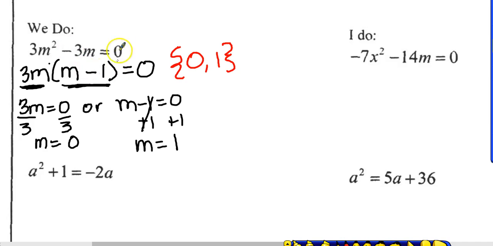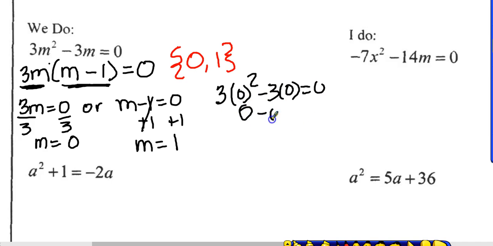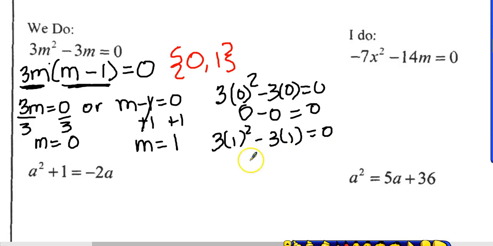Also, of course, you can check by plugging your answers in. So I'm going to quickly do that. You don't have to write it down in your notes, but know that you have the option. So if I plug in m is 0, 3 times 0 squared minus 3 times 0, will I get 0? Yeah, 0 minus 0, 0. Or if I plug in a 1, 3 times 1 squared minus 3 times 1 equals 0. Well, 3 times 1 squared is 3 times 1, minus 3 times 1 equals 0. Well, that's true too. So we found both of the solutions.